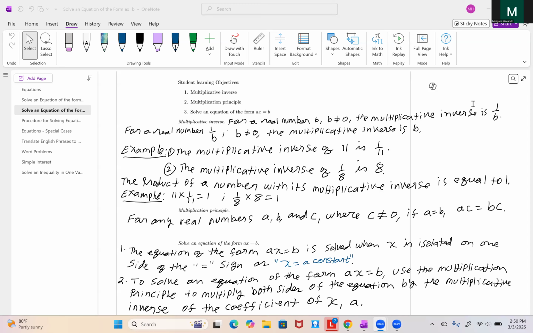Multiplication principle. For any real numbers a, b, and c, where c is different from 0, if a is equal to b, then a times c is equal to b times c.